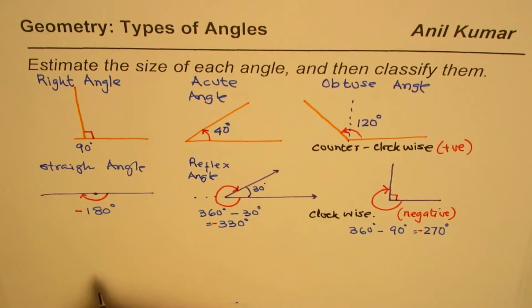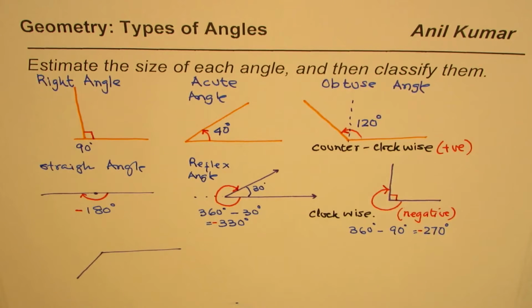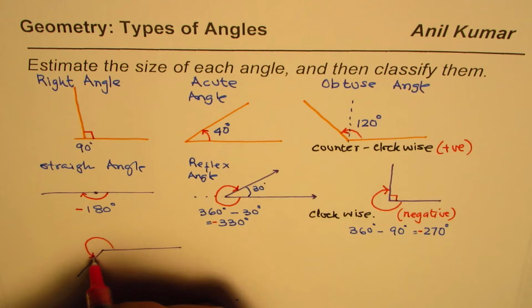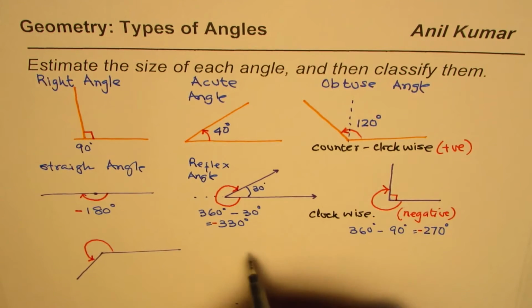Now here are a few practice questions for you, right? So you should tell me the names of these angles, and let us say the first one is here like this. And we want to estimate how much is this angle, right? Since it is counterclockwise, it will be positive. Now I'll give you all positive angles. I don't want to really confuse you with this.